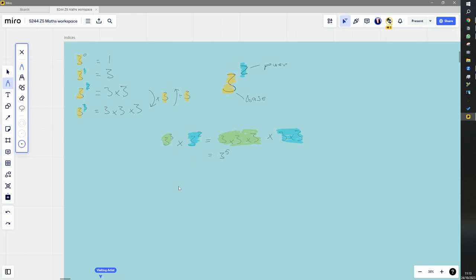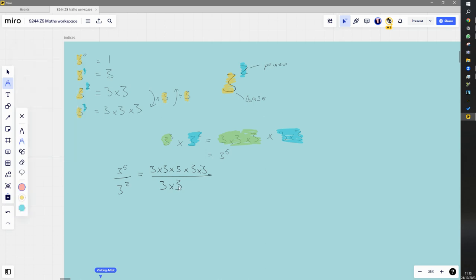Now let's have a look at another way of doing this. So let's say we've got 3 to the power 5, and we're going to divide it by 3 squared. Well, we know that 3 to the power 5 is 3 times 3 times 3 times 3 times 3, and 3 squared is just 3 times 3. Now, we've done this before many times. We know that we can just cancel them out. So I can cross that one out with that, and cross that one out with that. I end up with 3 to the power of 3.